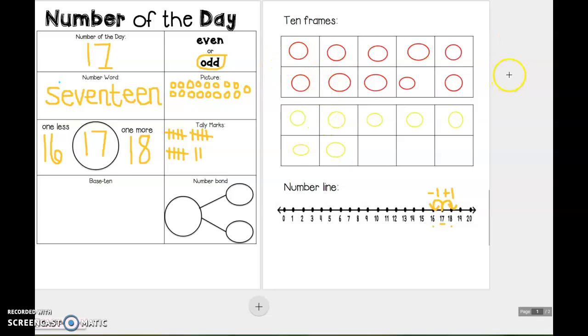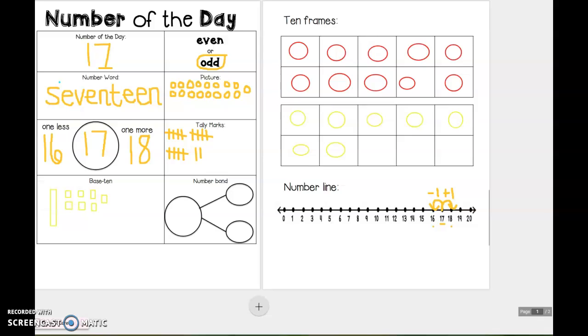So we can look, we have one full 10 frame and then 7 more. So how many base 10 blocks are in 17? How many 10s are in 17? We have 1 10 and then how many ones? Because this 10 frame is not full, is it? So how many are in there? 1, 2, 3, 4, 5, 6, 7. So 1 10 and 7 ones.